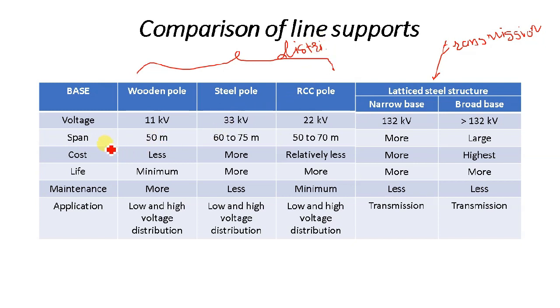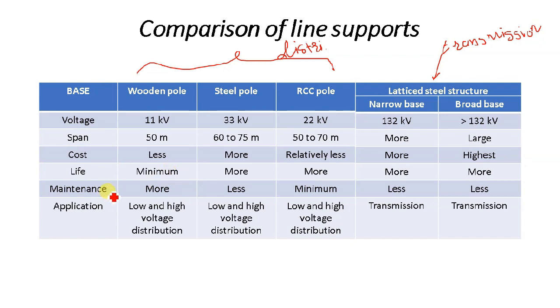If you look at the span, the latticed steel structure will be higher than your wooden, steel and RCC poles. If you look at the cost, it will be lesser in case of wooden poles, average in case of steel and RCC, and more in case of the latticed steel structure. The lifespan of the pole will be higher in case of steel, RCC and latticed steel structure, and lesser in case of wooden poles.